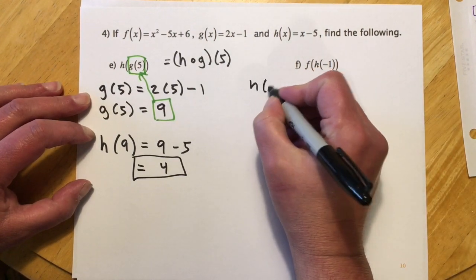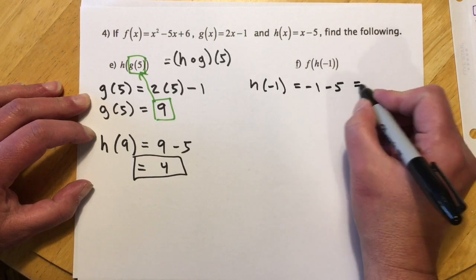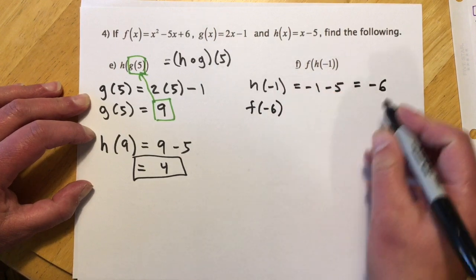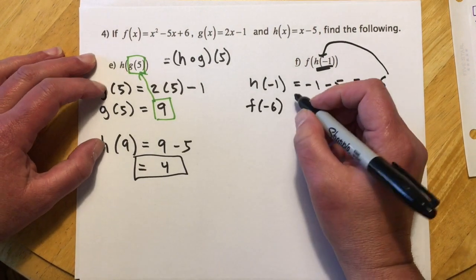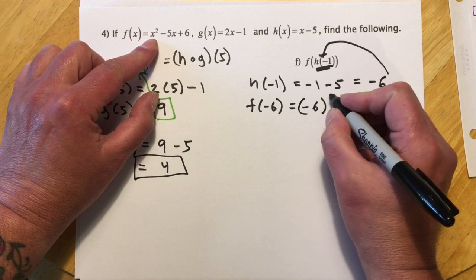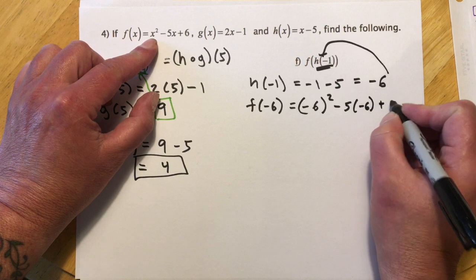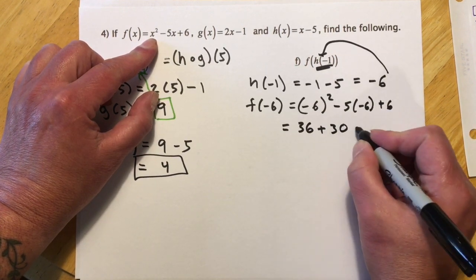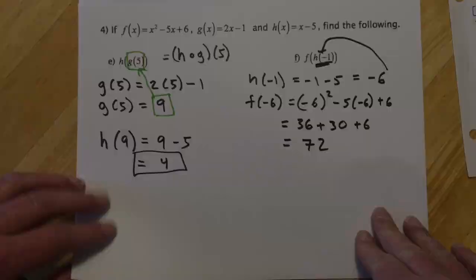Over here, h of negative 1, so we'll do negative 1 minus 5, that would be negative 6, and then I'm supposed to find f of negative 6, because this goes back in for h of negative 1. And so that's going to be this one, so that's negative 6, and careful, that's quantity squared when you're substituting, and then minus 5, negative 6, plus 6. So 36 plus 30 plus 6, or 72.